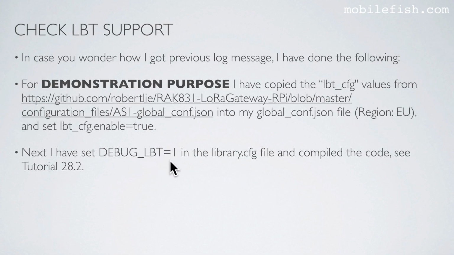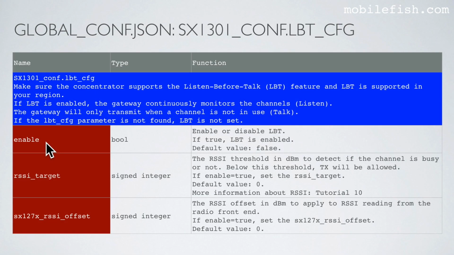Next, I have set this flag to 1 in the library.cfg file and compiled the code. See tutorial 28.2. This parameter contains a boolean. If true, LBT is enabled. The default value is false.